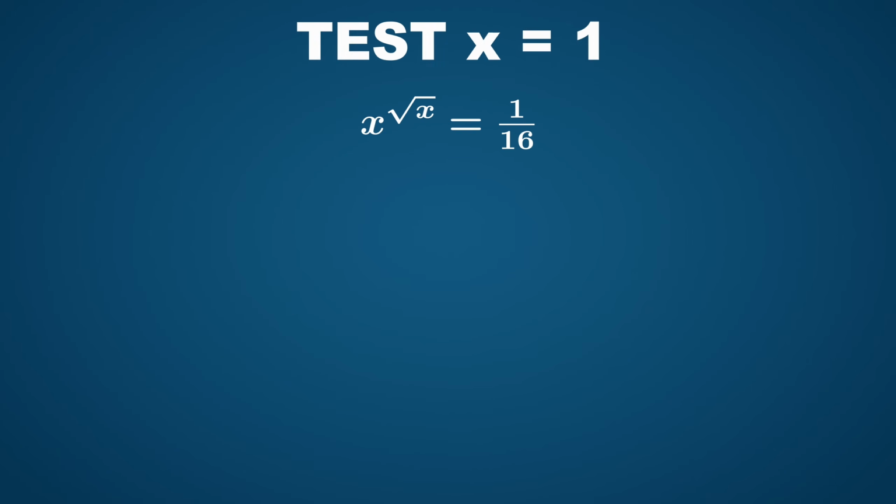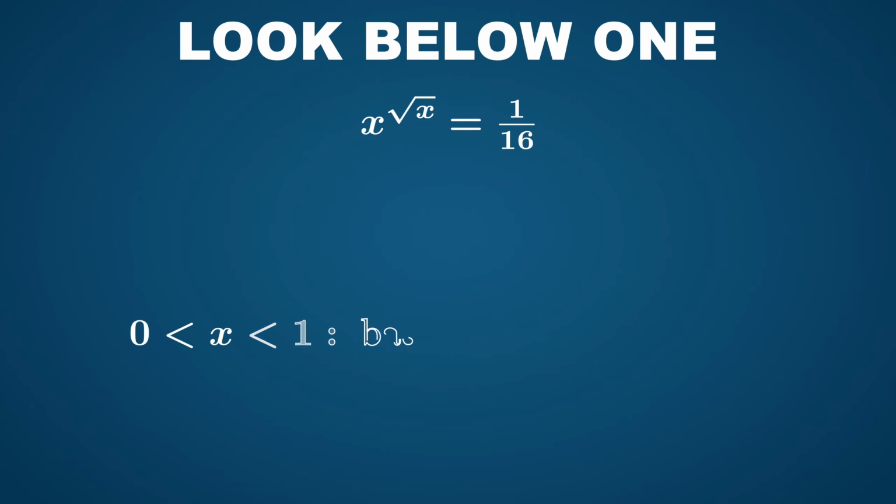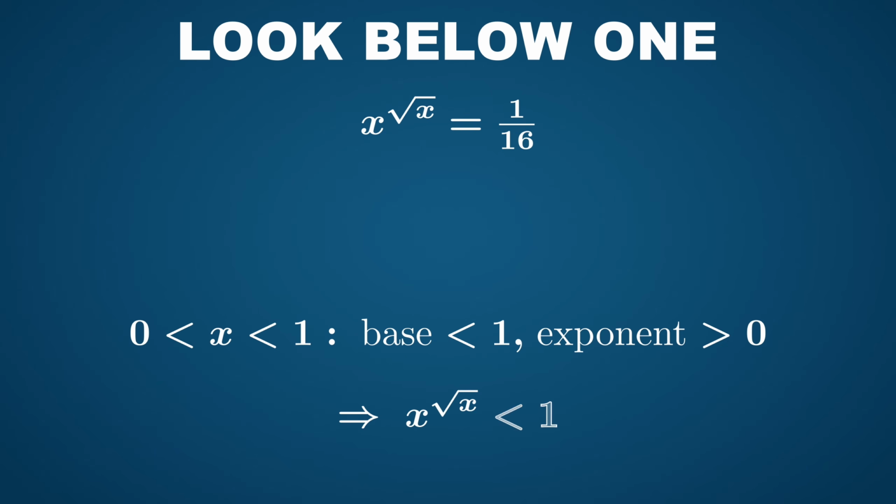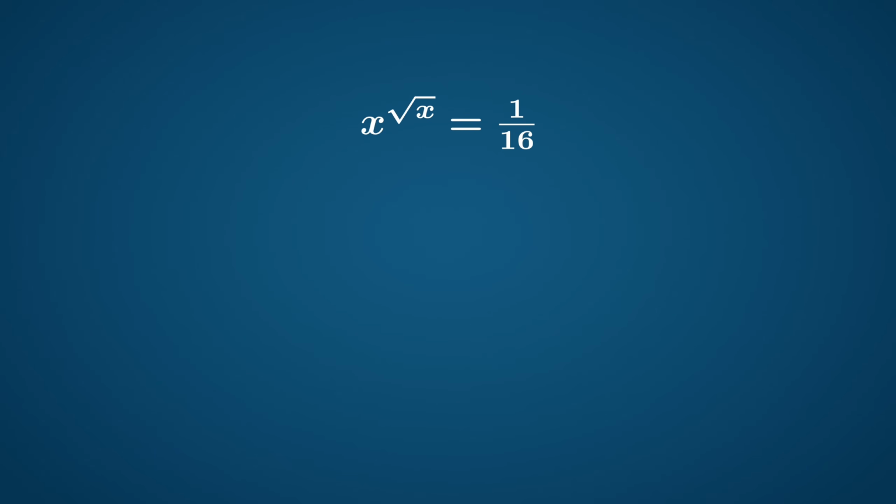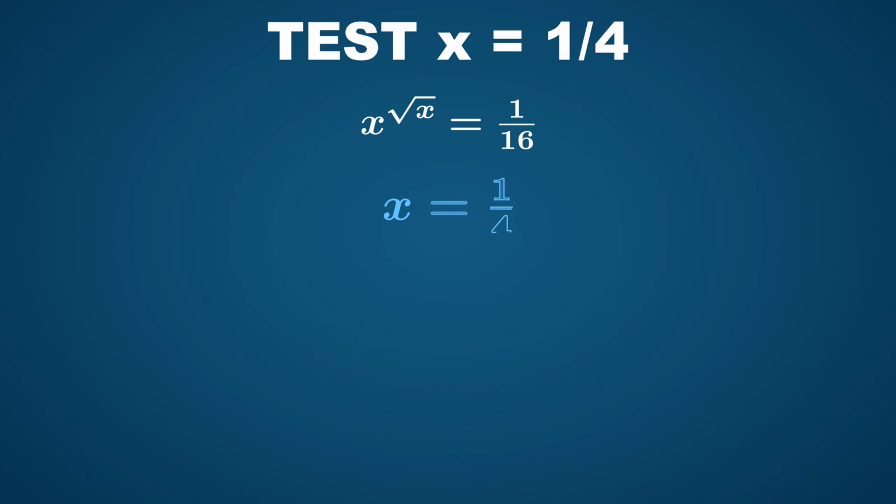And x equal to 1 gives 1 to the power 1, which is just 1. That is not 1/16 either, so we move into the fractions. For x between 0 and 1, the base is below 1 and the exponent is positive, so the output lands below 1, which at least points the right way. We try x equal to 1/4, keeping everything in powers of 2.